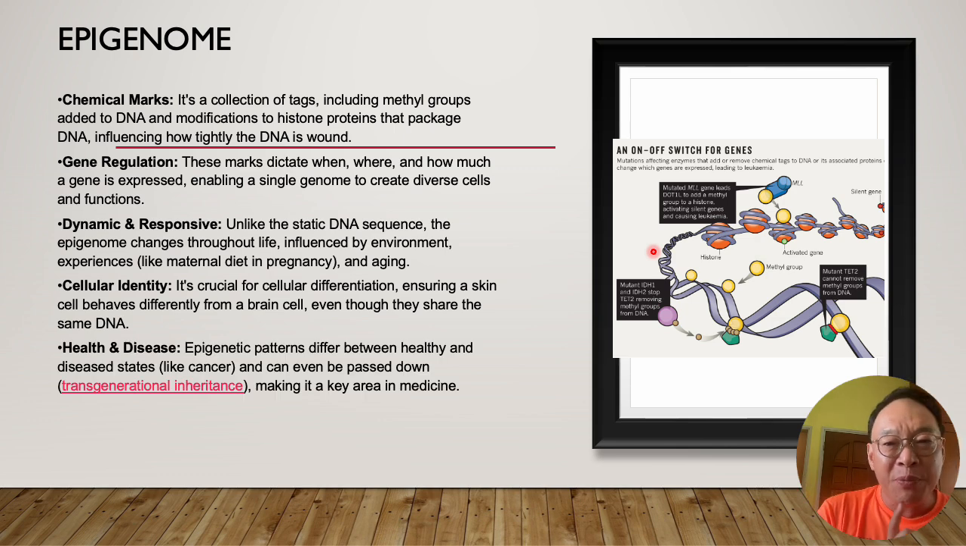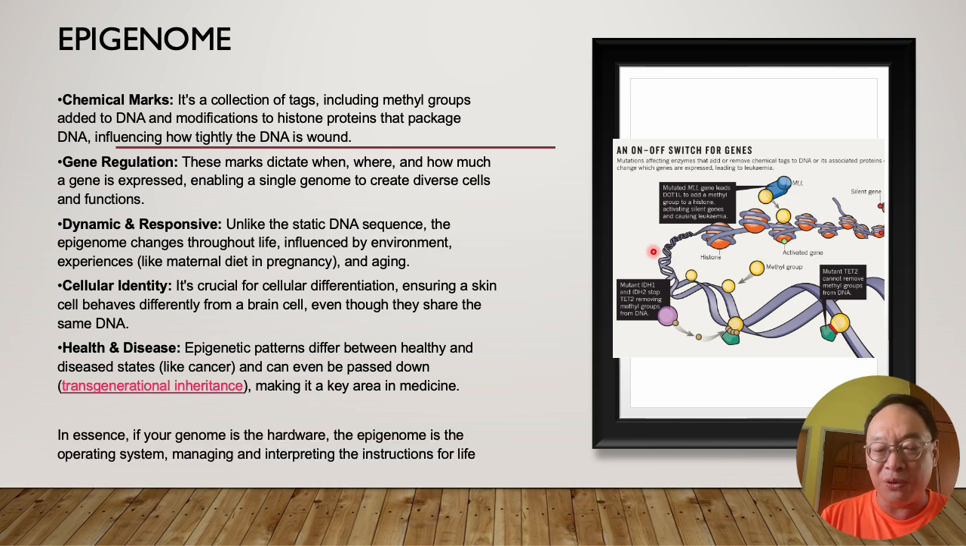Health and disease. Epigenetic patterns differ between healthy and disease states. Like when you have cancer, the epigenetics has changed, allowing it to be cancer, and it can even be passed on through transgenerational inheritance, making it a key area in medicine. That means if you are not having a healthy lifestyle, your epigenetics are no good, your software is no good because you are drinking, smoking, whatever, then you can even pass it on to your kids, right? So you have to be very careful.